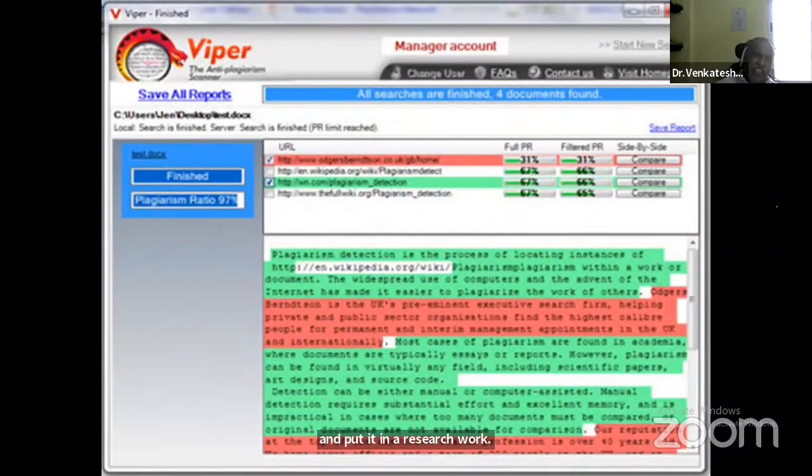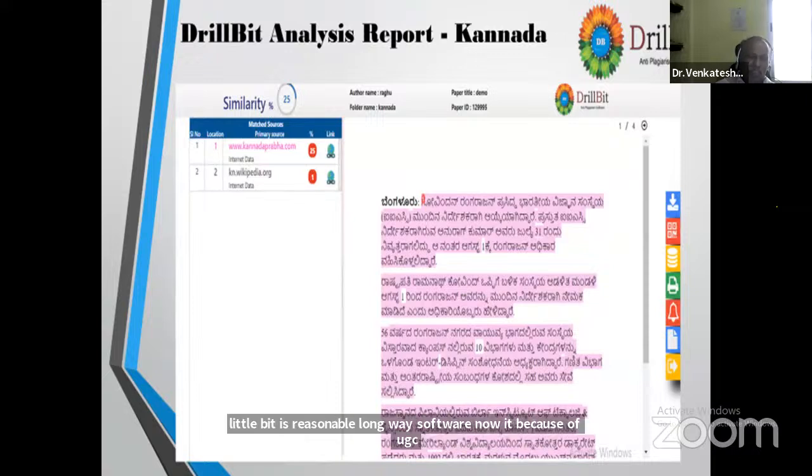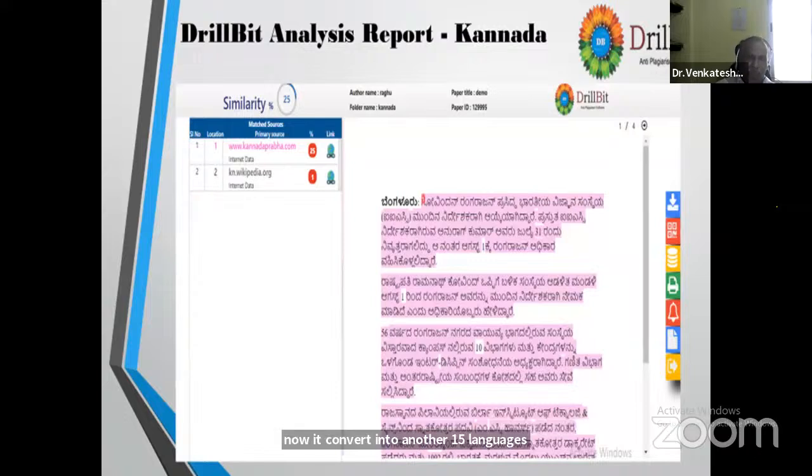See, this software is Viper, freely available on the net. Up to 20 pages, a researcher can check his paper or his publications. Again, Drillbit, how the Kannada work is copied. Actually, Drillbit is regional language software. Now, because of UGC, it has been extended to another 15 languages. The Drillbit software scans up to 15 regional languages, including English.